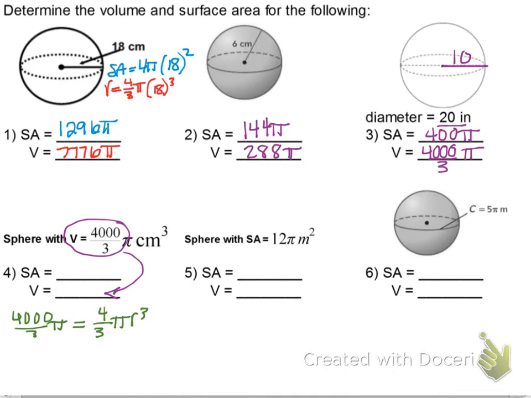Okay, since there's a pi on both sides, I can just cancel those out. I am going to get rid of this 4/3, so I'm going to multiply both sides by 3/4. Okay, and if you do that, you get 1,000 equals r cubed.